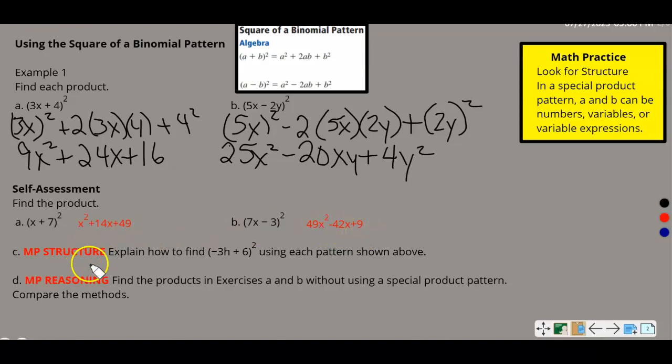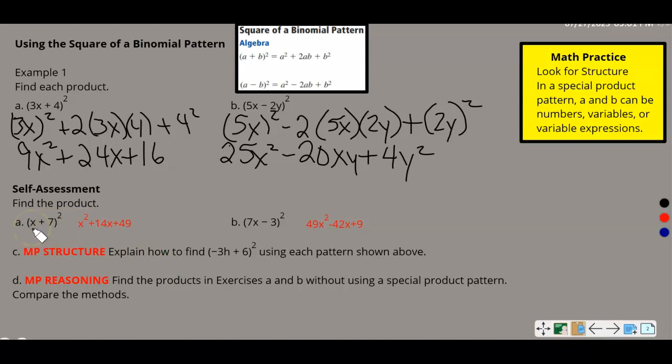All right, math practice structure. Explain how to find negative 3h plus 6 quantity squared using the pattern shown above. All right, so what you can do is let negative 3h equal A and let 6 equal B. Then you would use the first one, A plus B quantity squared, to get your product. All right, D part says find the products in exercises A and B without using a special product pattern. Compare the methods.